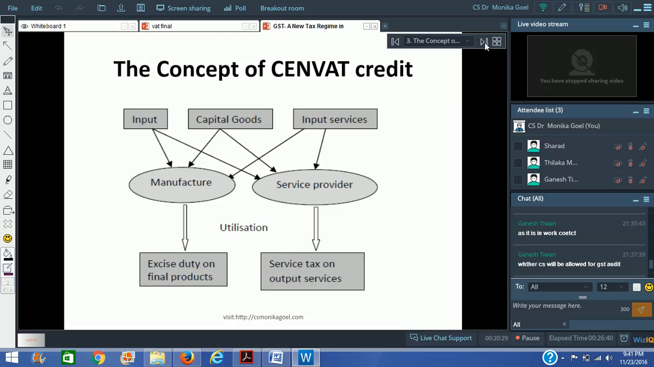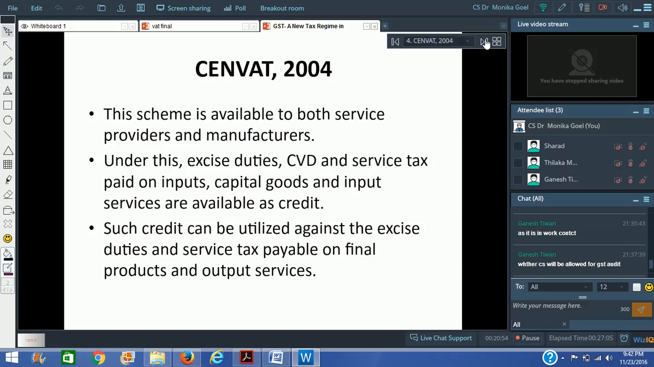Now coming to the basic concept once again, where we say that in CENVAT, whether you buy inputs, capital goods or input services, whether you are a manufacturer or a service provider, whatever goods and services you buy, you can get the input tax credit on these, and you can utilize this input tax credit for the payment of excise duty on final products or for the payment of service tax on output services, right?